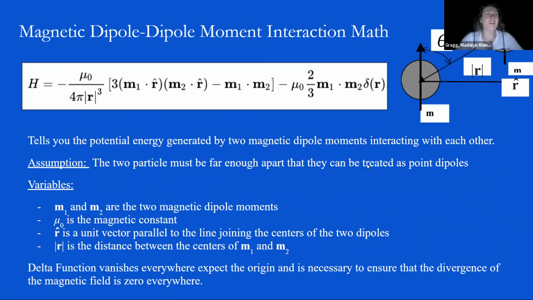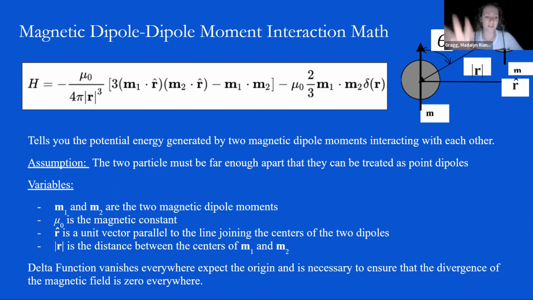There are many different ways to represent magnetic dipole-dipole moment interactions with math. This is one such way. This is an equation that tells you the potential energy generated by this interaction. The only assumption you have to make is that the two particles must be far enough apart that you can treat them as point dipoles, which is just a fancy way of saying you don't need to worry about nonlinear effects or weird geometry.